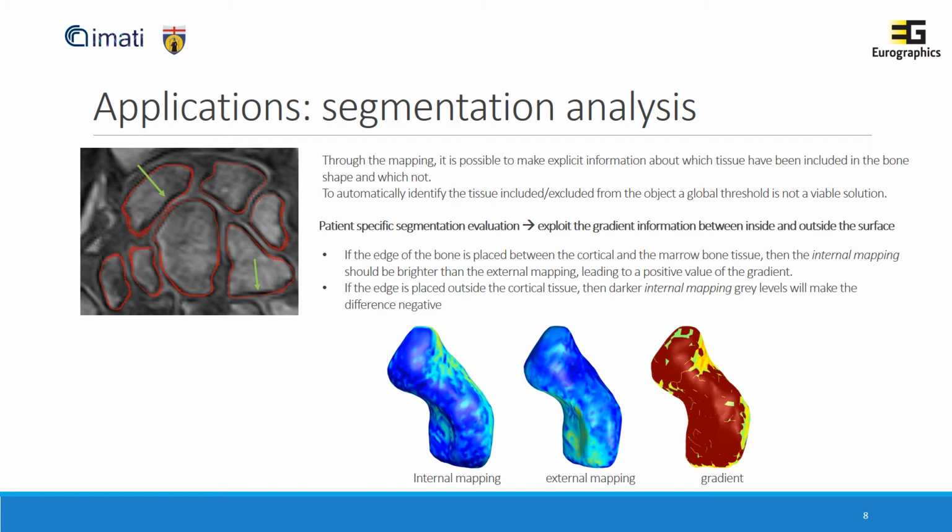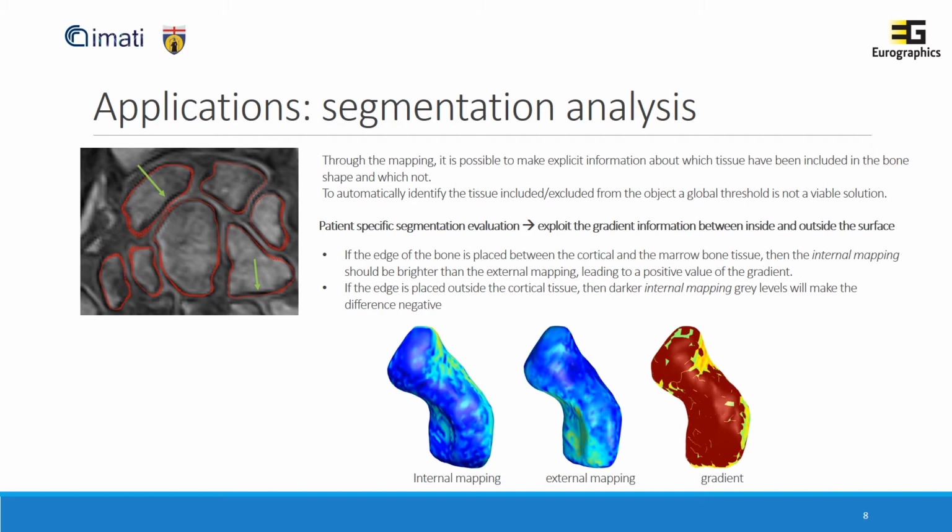The first application regards the evaluation of the performed segmentation. What we want to know here is which tissue has been included in the bone shape and which not. To do so, we exploit the gradient information between inside and outside the surface. The outer part of the bone is constituted by cortical tissue that results black, while the inner part is constituted by bone marrow and lamellar tissue, which result brighter.